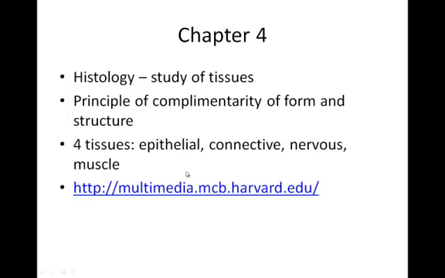This chapter will deal a lot with the principle of complementarity of form and structure, and just remember that this means everything in the body makes sense, that form follows structure. So there are 4 tissues in the body: epithelial tissue, connective tissue, nervous tissue, and muscle.